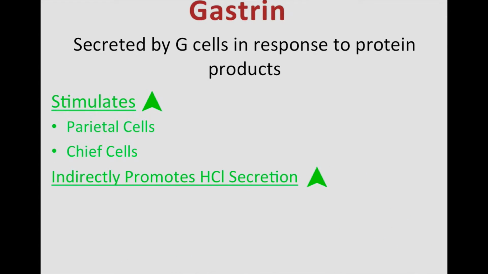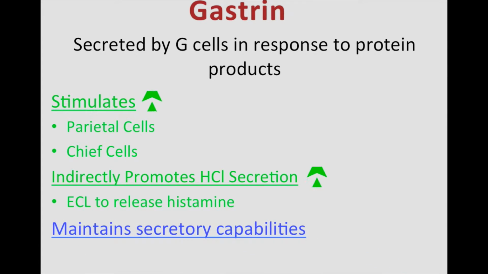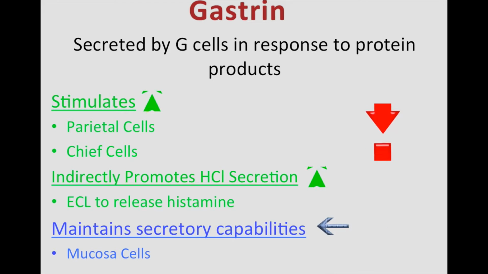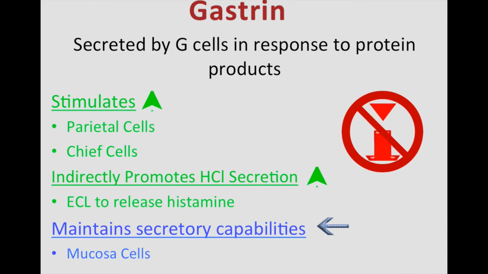Gastrin also indirectly promotes HCl secretion by stimulating HCl cells to release histamine. And gastrin, being a pretty busy neurotransmitter, also maintains secretory capabilities of the mucosa cells in the stomach and small intestine. Gastrin's also pretty chill in that it really doesn't inhibit anything when it comes to gastric secretion.